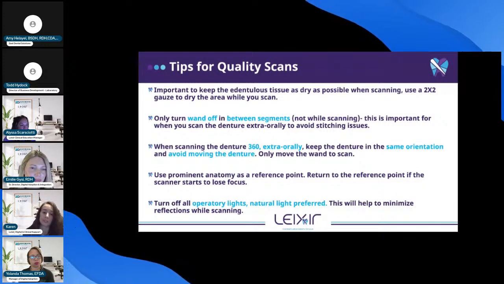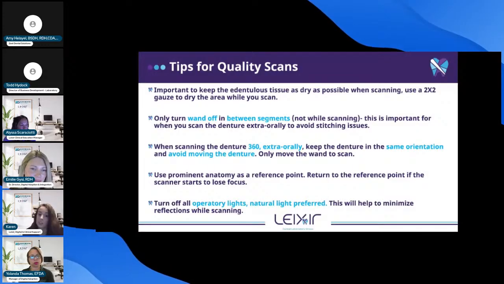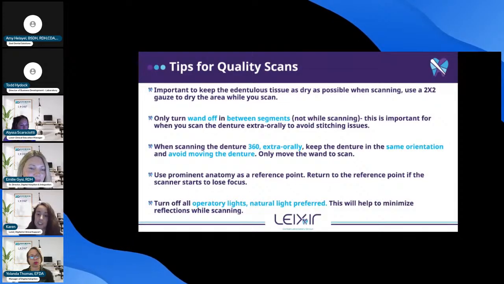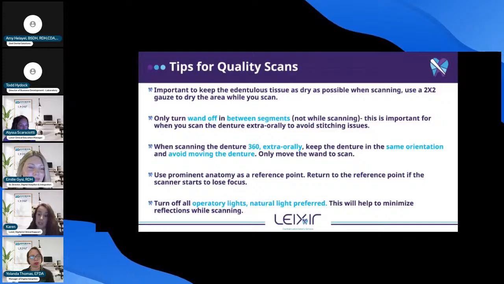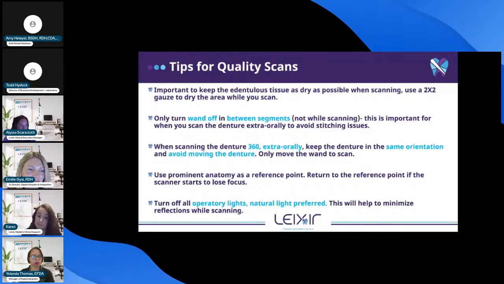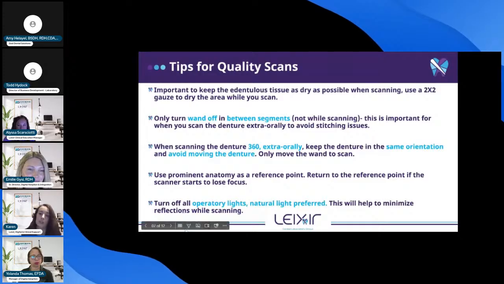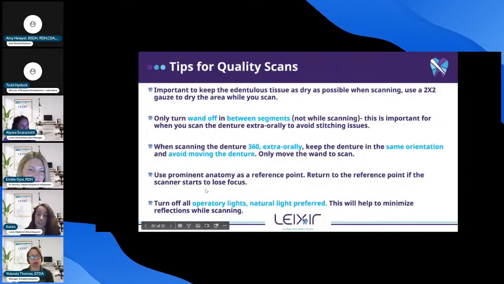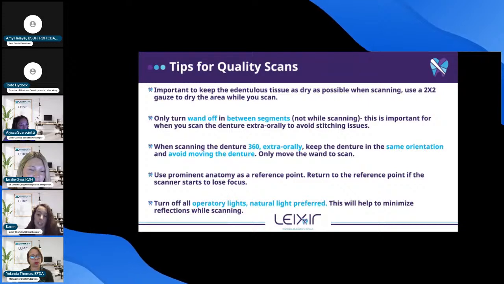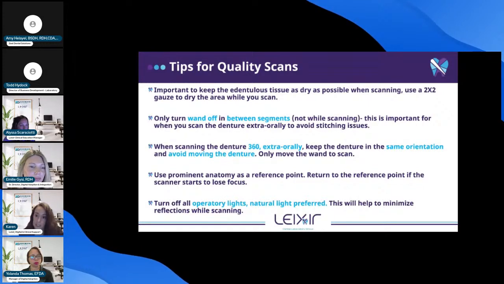You need prominent areas of anatomy for reference points. If it's not edentulous, I usually go to a canine or a molar to re-pick up. If it's edentulous, I always try to get the frenum. And the biggest tip of all is operatory lights and natural light. Sometimes darkness is the greatest thing for scanning because there's no reflecting against anything.